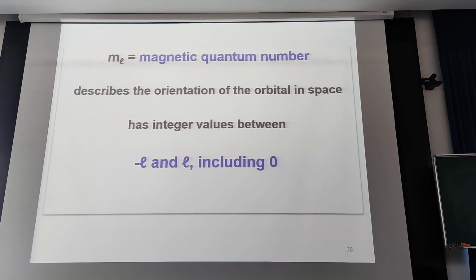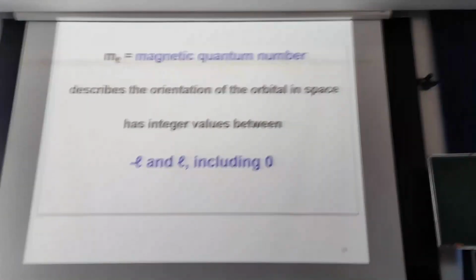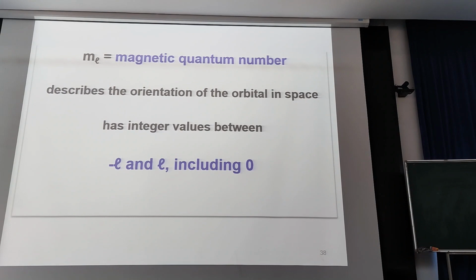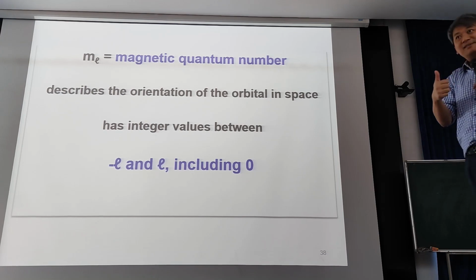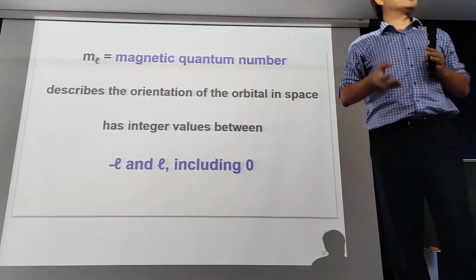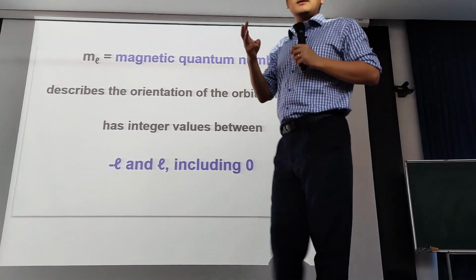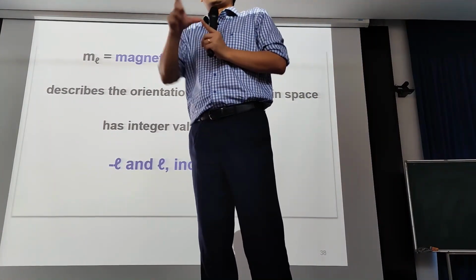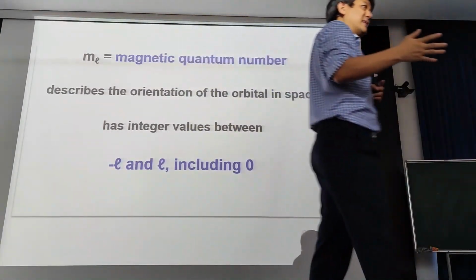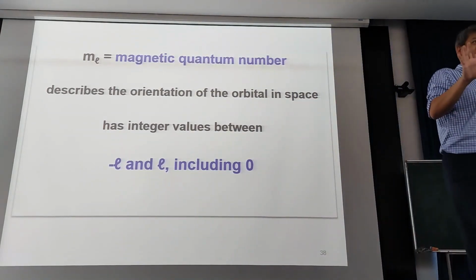Okay? So if you have L equal to 3, that means you have orbital f. You have minus 3, minus 2, minus 1, 0, 1, 2, 3. So basically you have 7 values, so you will have 7 f orbitals. Okay? So you have only one s orbital. That explains why the s orbital is spherical, because it has no direction. If you have 3 p orbitals, they are arranged on x, y, and z. You have 5 d orbitals, and you have 7 f orbitals. Okay?